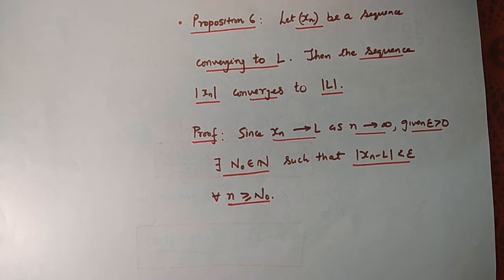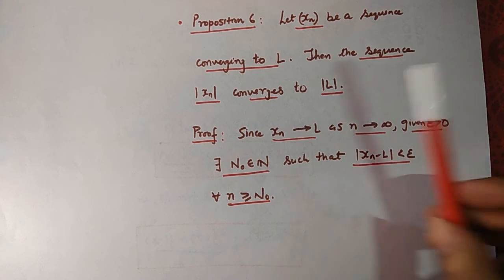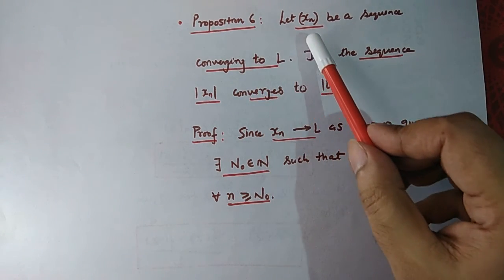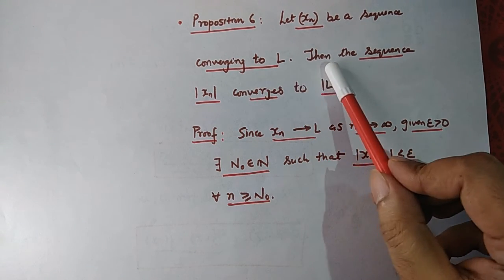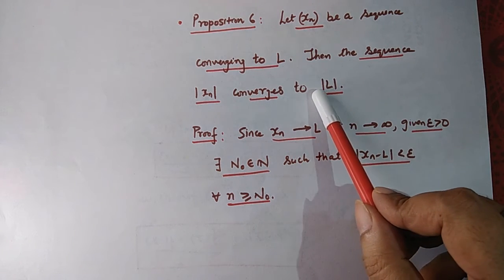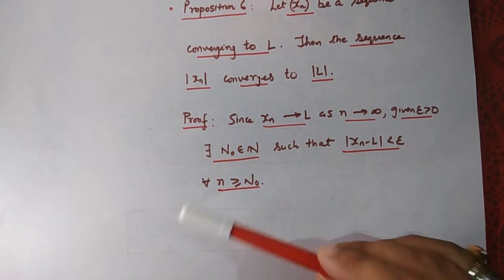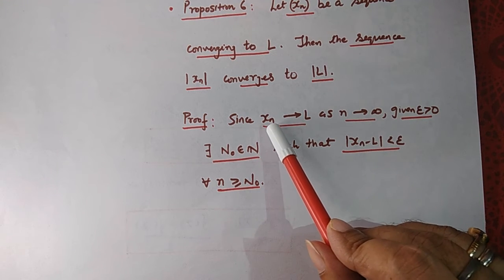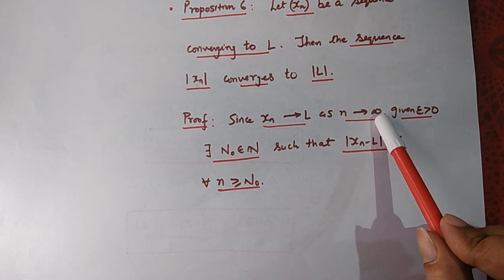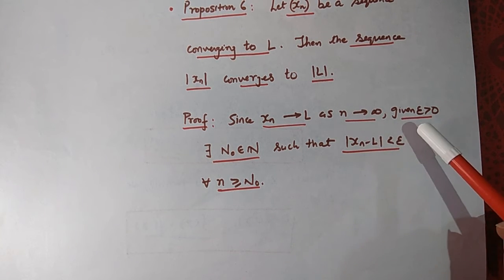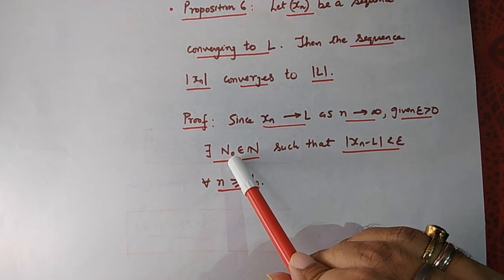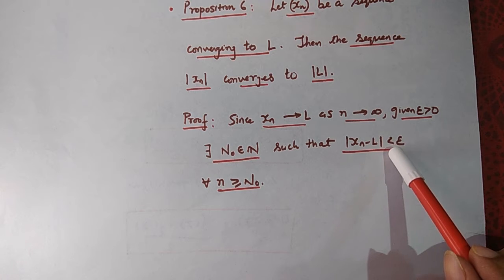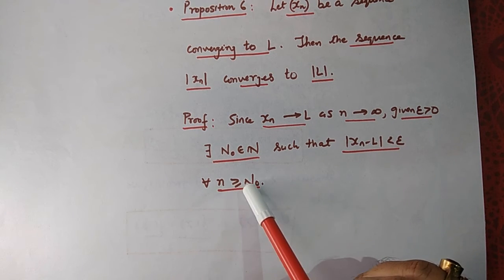Now, having seen what a divergent sequence is, let us get back to the converging sequences, and let us make another proposition which says that if xn is a sequence converging to a number L, then the sequence mod xn converges to mod L. Let us see a quick proof of this proposition. Since xn converges to L as n tends to infinity, this implies by definition that given any epsilon greater than 0, there exists a natural number n naught such that mod xn minus L is less than epsilon for all n greater than or equal to n naught.